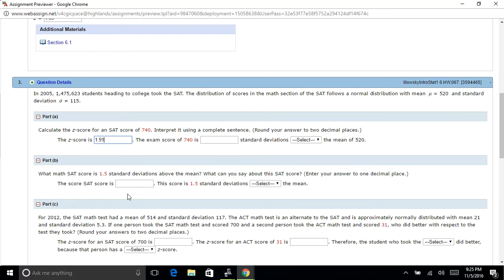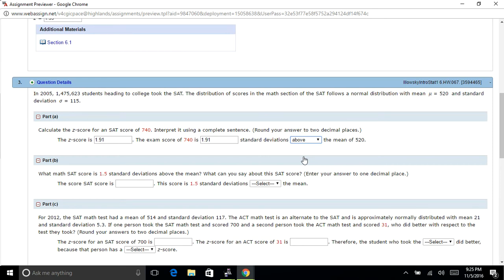1.91. So what does that mean? That means that the exam score of 740 is 1.91 standard deviations above the mean. Why is it above the mean? It's because it's a positive z-score. If it was a negative z-score, it would be below the mean. All right, so let's go on to the next one.